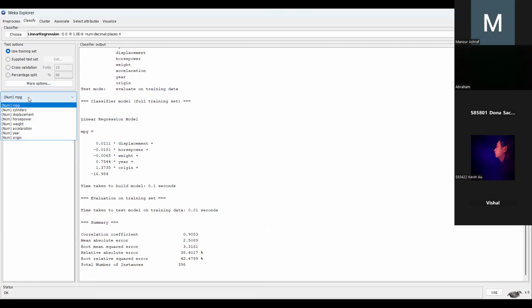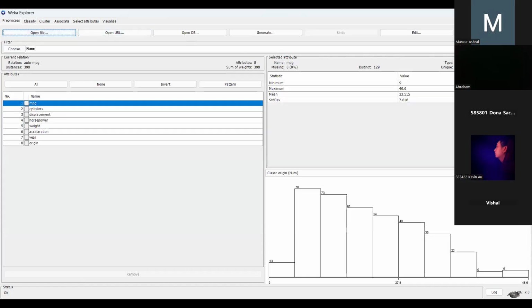Now you can actually predict other things. So suppose you want to predict, say, origin, and then start again. Then for the origin, you can get its own equation. I think you now understand the difference between clustering, classification and regression: any numeric figure you can predict based on other data.